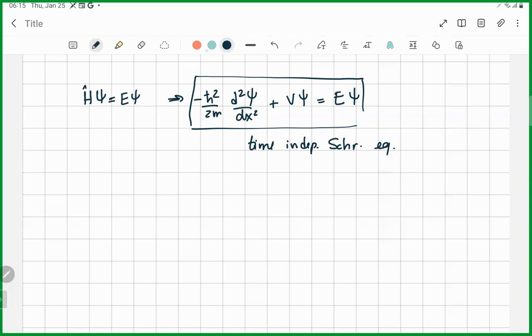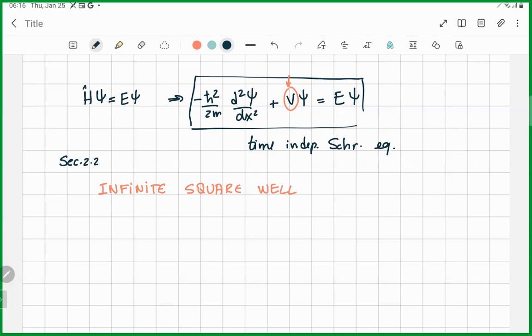And to solve it, we need a potential. So we are going to be solving our first potential, which is known as the infinite square well. This is the first case that we'll be solving in this chapter 2. This is the beginning then of section 2.2 in Griffiths' book.